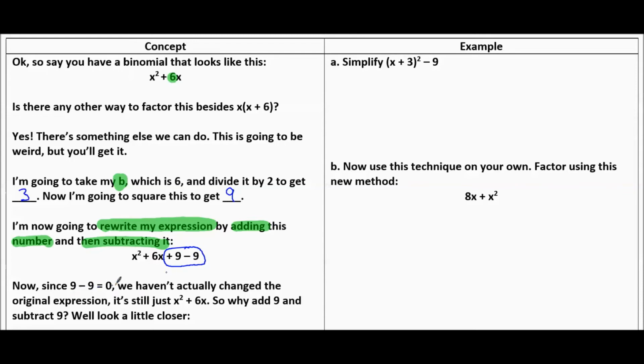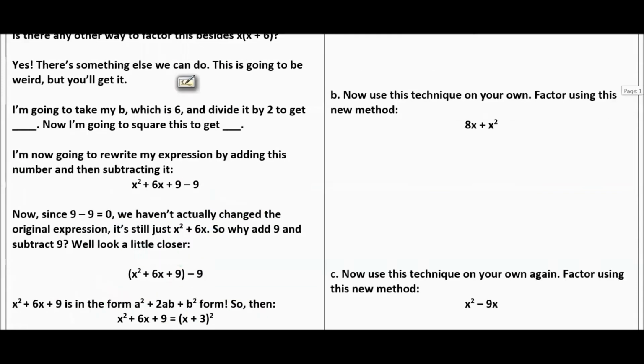Since 9 minus 9 is 0, we haven't actually changed the original expression. It's just x squared plus 6x in disguise. So why add 9 and subtract 9? Well, let's look a little closer at what actually is happening here. Some of you probably already see it, which is great.